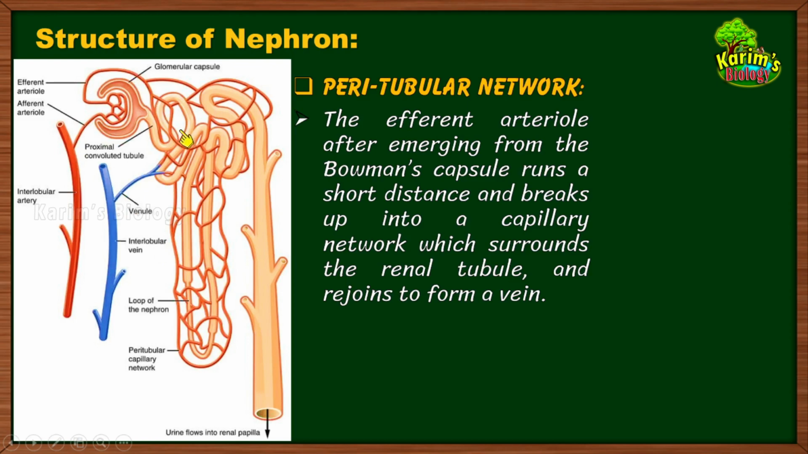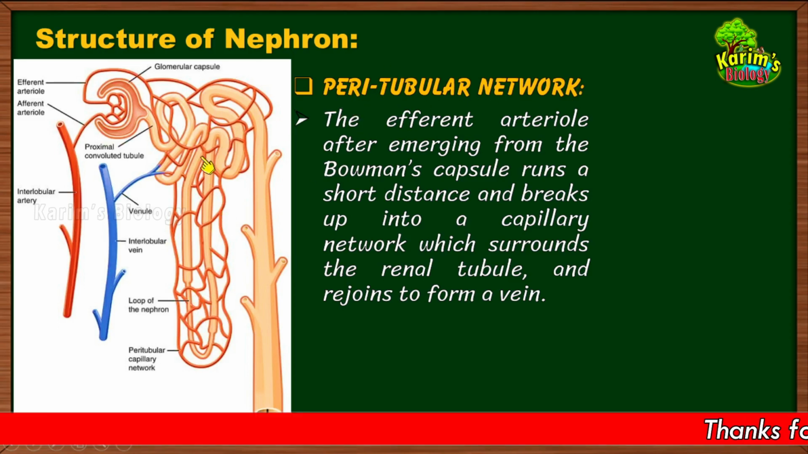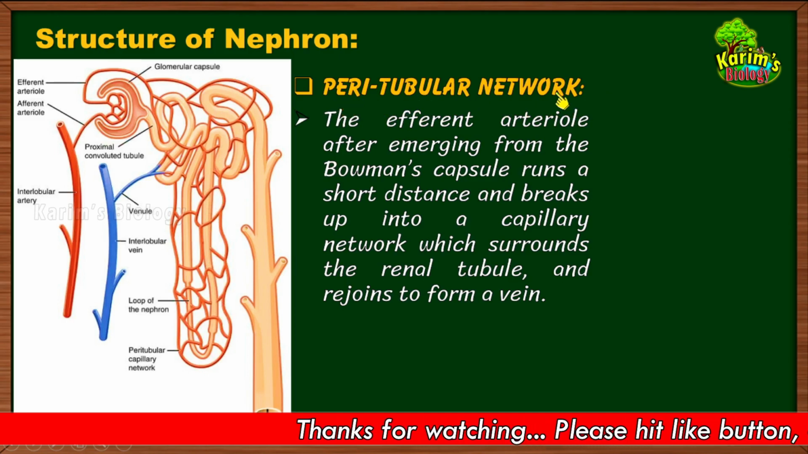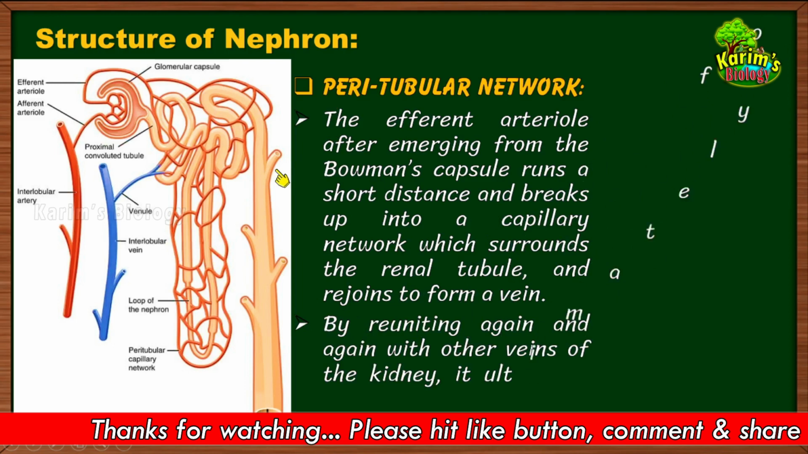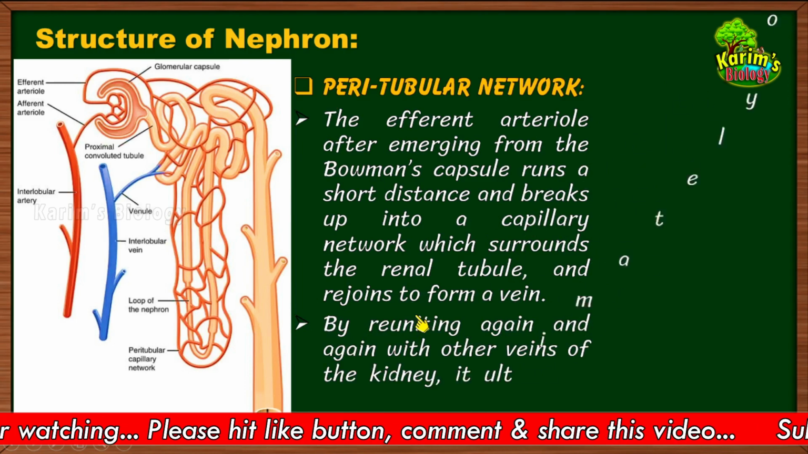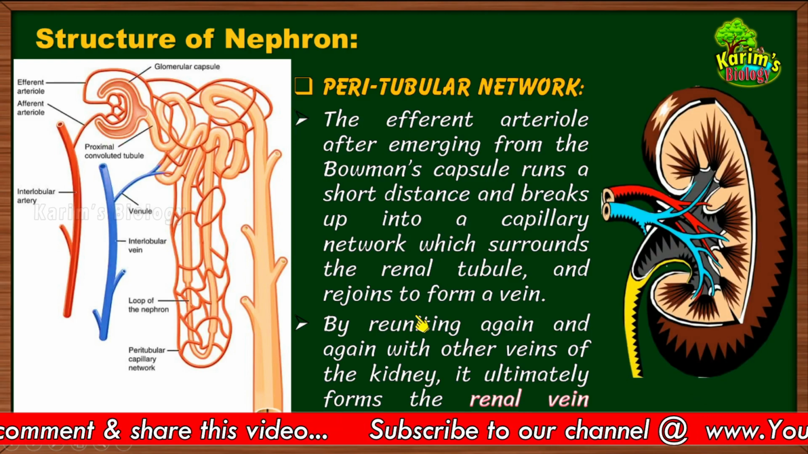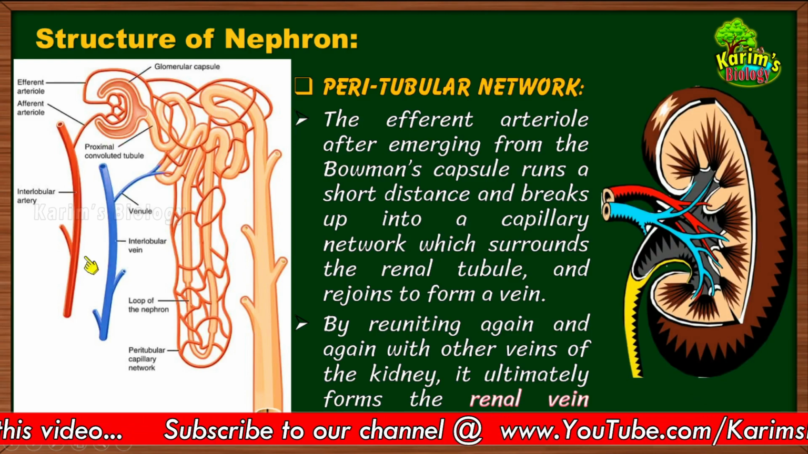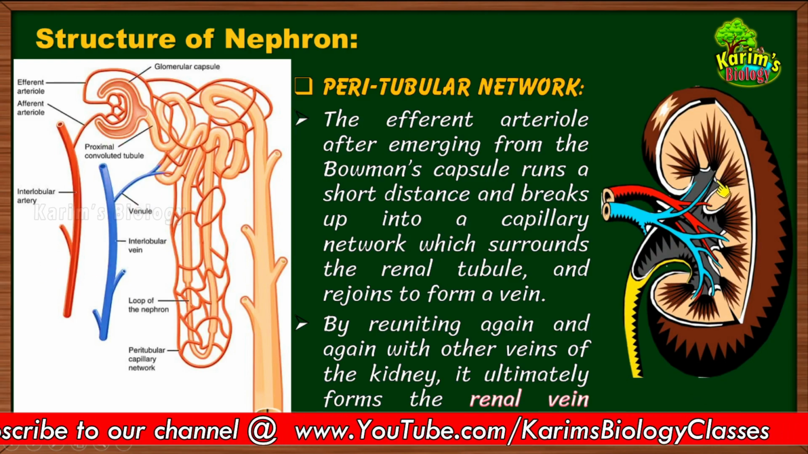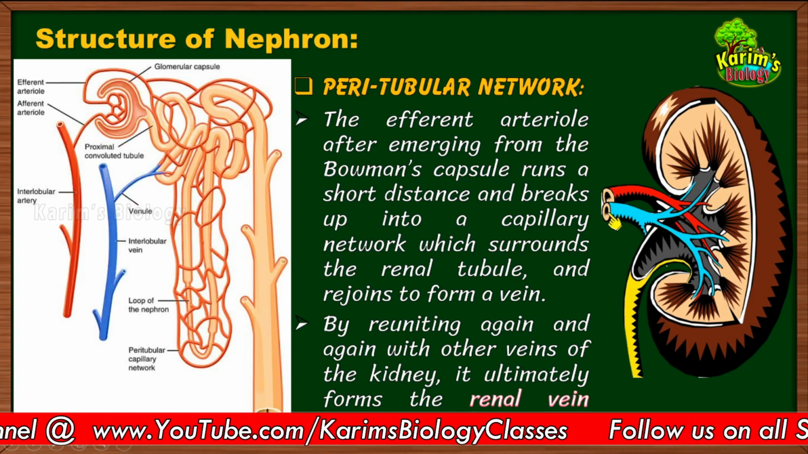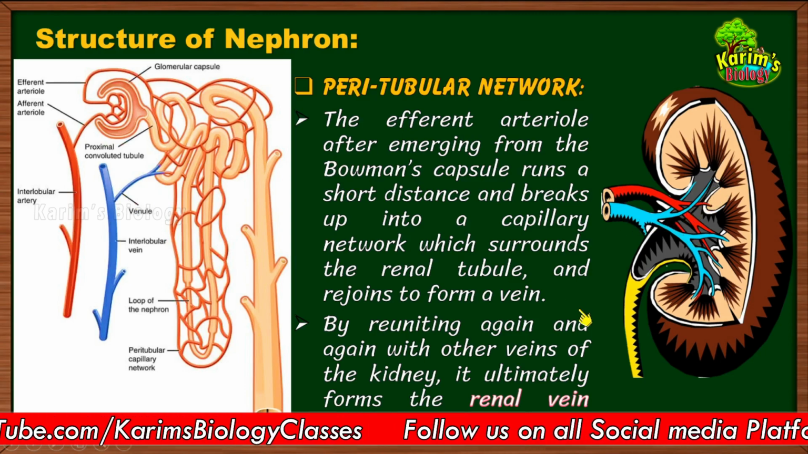Okay children, as these capillaries are surrounding this tubular part, that is called peritubular network. Peri means outside, as they are present on the surface or outside of the tubular part, it is called peritubular network. I hope that you understood about the peritubular network. So by reuniting again and again with other veins of the kidney, it ultimately forms the renal vein which leaves the kidney. All these renal venules join together and form the renal vein which brings the blood out of the kidney.